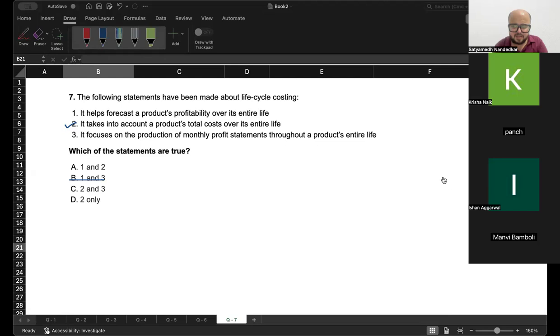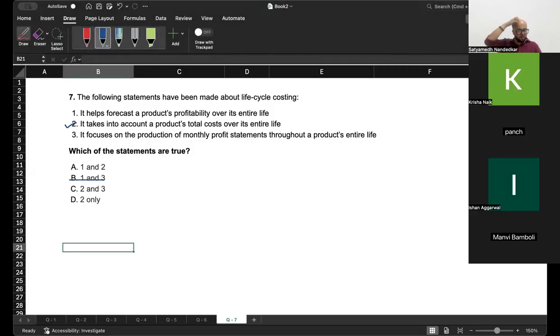Okay, now it focuses on the production of monthly profit statements throughout a product's life. Do you think it makes sense? What is your take? It focuses on the production of monthly profit statements. No, it does not. This has nothing to do with monthly profit statements. So if 3 is wrong, then all items which contain 3 should be eliminated.